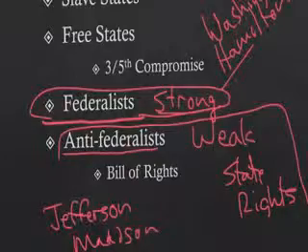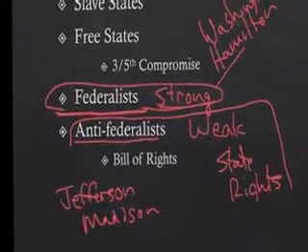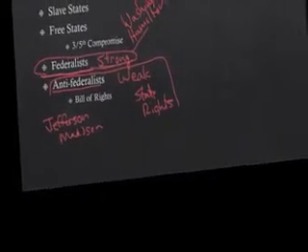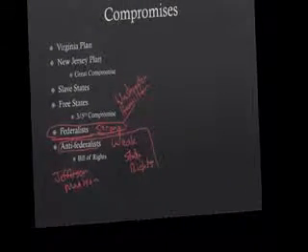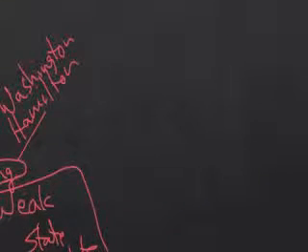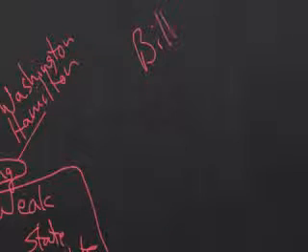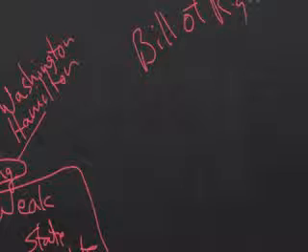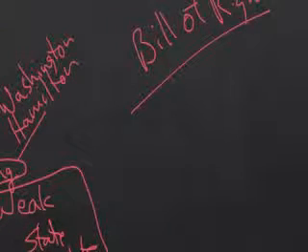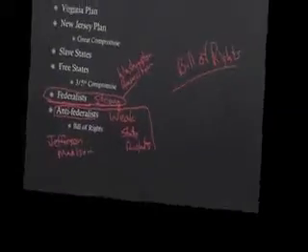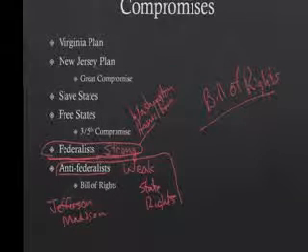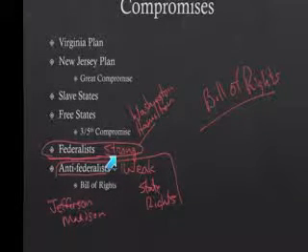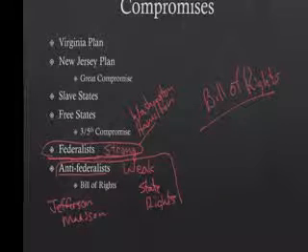Now the eventual compromise that results from this conflict between a strong and a weak idea of government is that we need to add a Bill of Rights to the Constitution. Now, the Constitution fundamentally is a list of things that government can do. And if you're giving government power, it's a strong government. So the Constitution gives government power. The Constitution the Federalists liked.